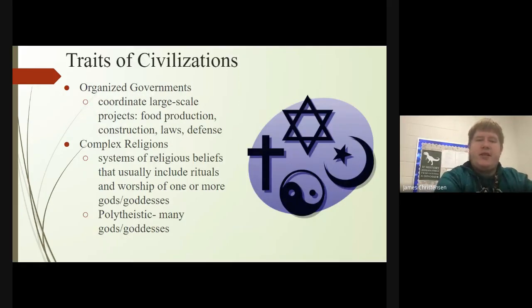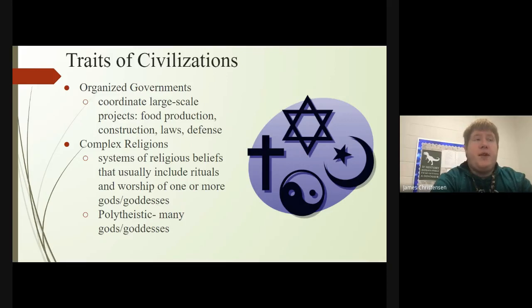So other traits of civilization. Organized government. They need to be there to coordinate large-scale projects such as food production, construction, laws, and defense. Those are the major tenets that a government would be in charge of, and it is necessary for them to be there in order to function as a civilization. Another big thing is complex religions. Now, this is a system of religious beliefs that usually include rituals and worship of one or more gods and goddesses.